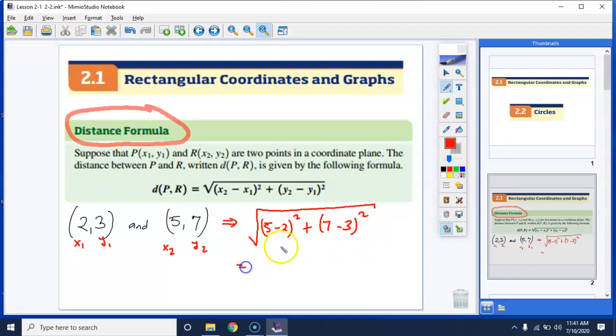Here we are. So 5 minus 2 is 3, so 3 squared is 9, right? Plus 7 minus 3 is 4, 4 squared is 16. And if we add them up, it should be 25. Square root of 25 is 5. So that's my answer, which means the distance between (2, 3) and (5, 7) is 5. That's how you find it.